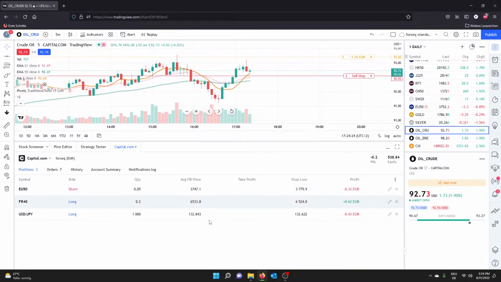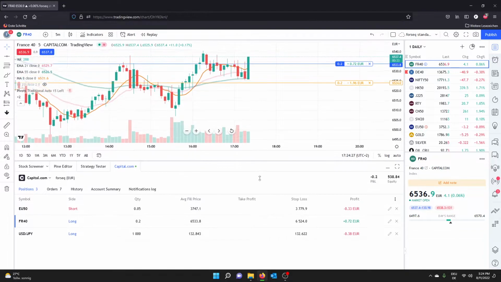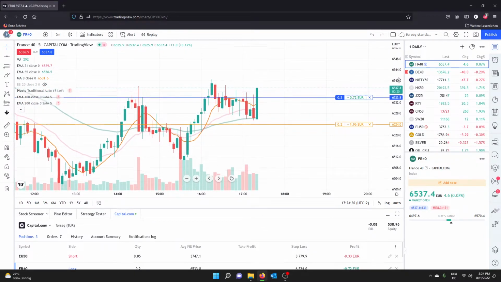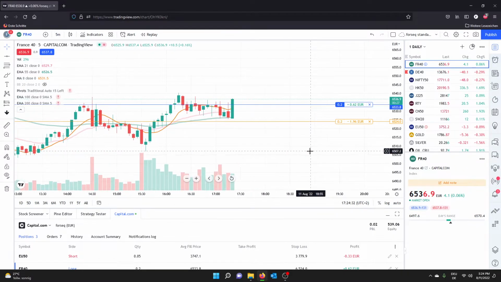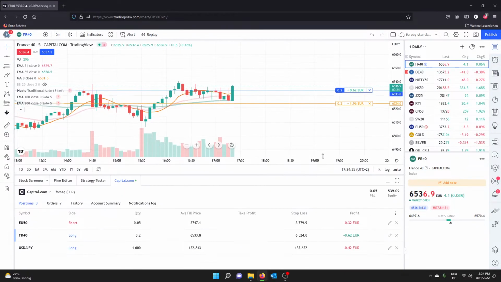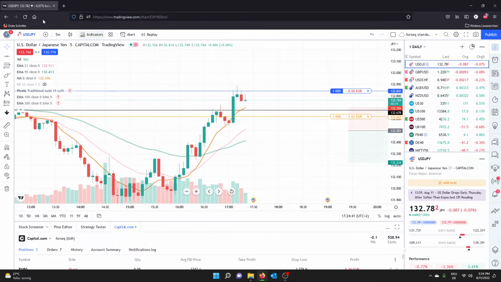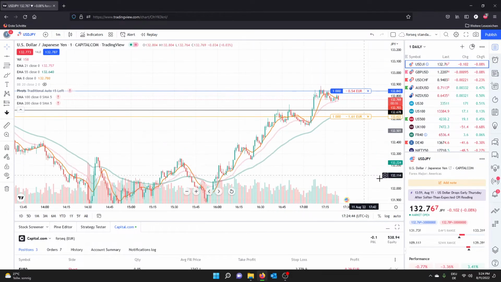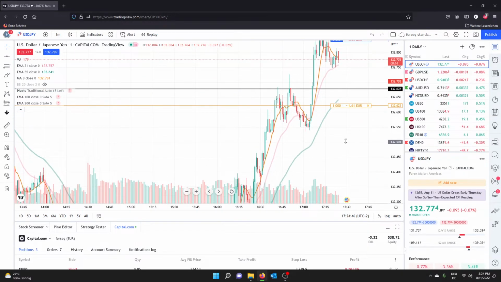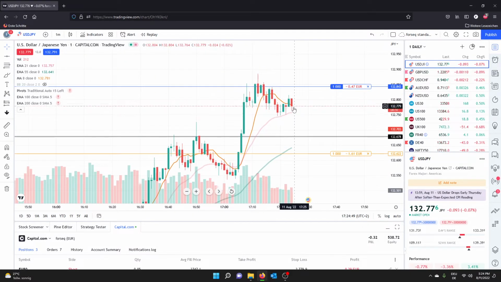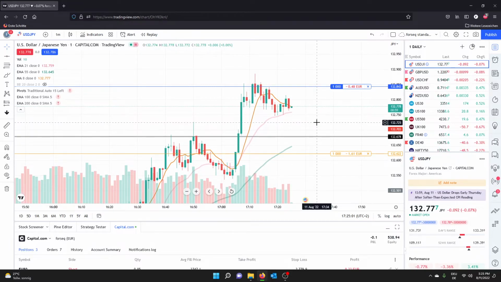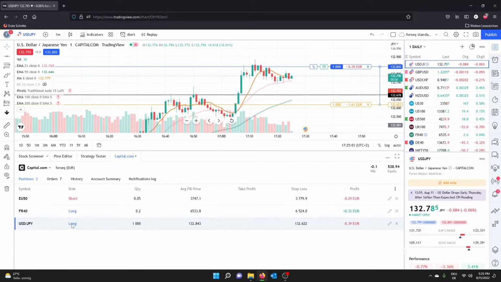Let's look at our trades. France 40 goes in our direction, pretty nice, and USD JPY, yeah, not that nice, but I think this could be the end of the correction. Prices could go down from here. I would put our stop loss here now, 132.725.